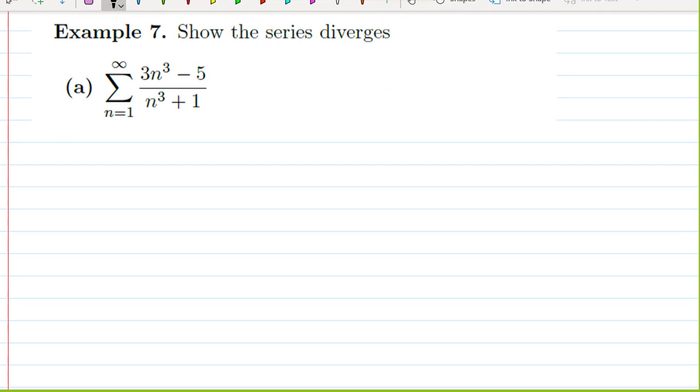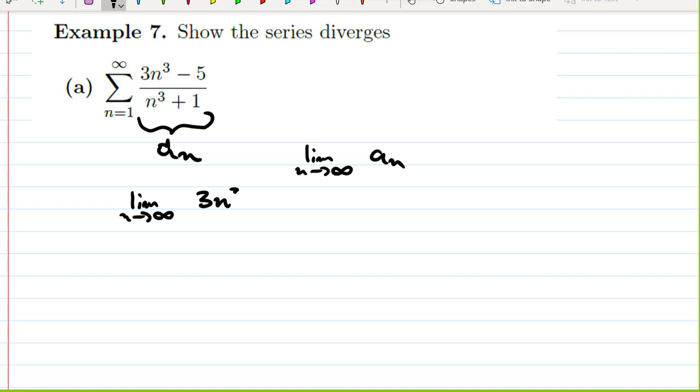So we take a look at the sum as n goes from 1 to infinity of (3n cubed minus 5) over (n cubed plus 1). So this is going to be our a_n. And if we want to take the limit as n goes to infinity of a_n, that's the limit as n goes to infinity of (3n cubed minus 5) all over (n cubed plus 1).